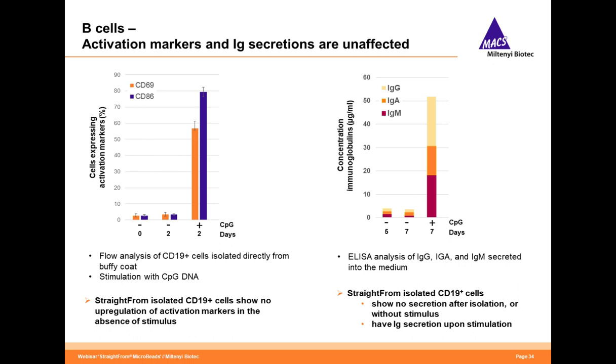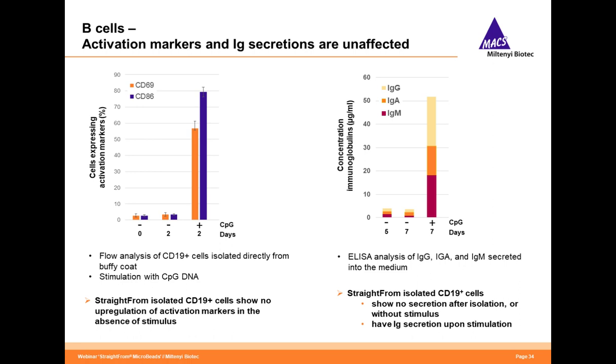Let's have a look at the activation markers expressed on B cells. What you see here are B cells enriched directly from Buffy Coat using CD19 and then stimulated for 2 days plus or minus CpG. You see, as we already had for the T cells, expression of CD69, but also another marker of activation for B cells, CD86. Without stimulation with CpG, you see no increase in these activation markers, whereas after the stimulation you have a high increase of these markers.